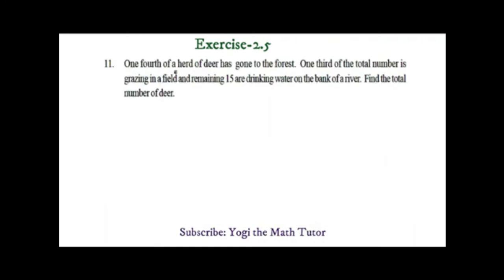Next, 1/4 of a herd of deer has gone to the forest, 1/3 of the total number is grazing in a field, and the remaining 15 are drinking water on the bank of a river. Find the total number of deer. First you should take the total number of deer as x. Herd means a group of domestic animals. The 1/4 of the herd has gone to the forest.